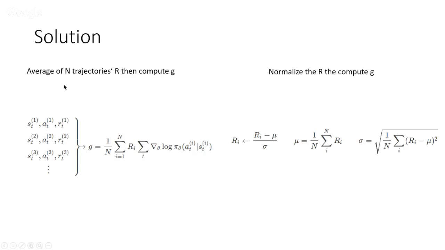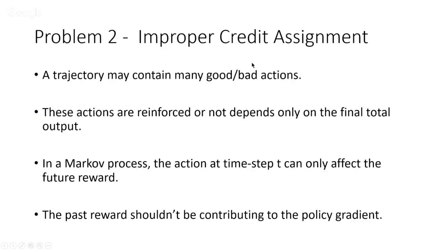So instead of just taking one trajectory, taking one r and computing G and then updating theta right away, collect n trajectories, average r, and then compute G of all those trajectories together, and then update theta. Or collect n trajectories, normalize each r, and then substitute that r and all those log probabilities here, and then compute g and theta. So that's the solution.